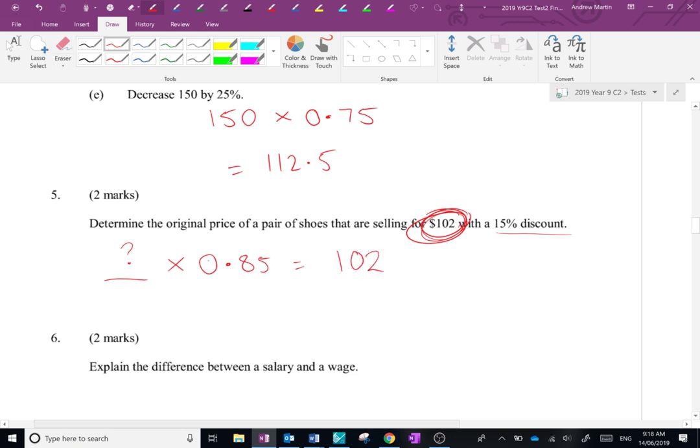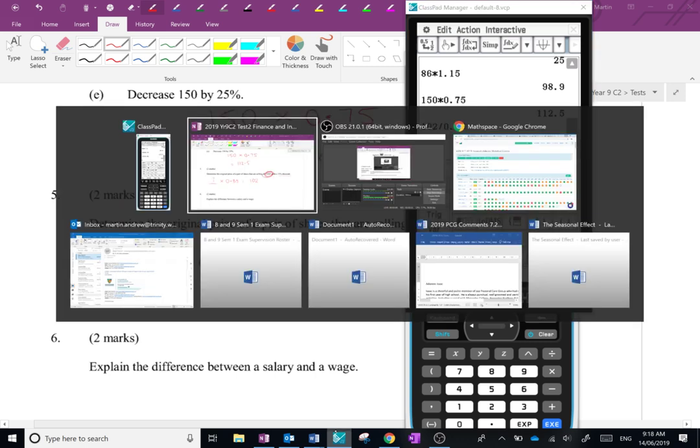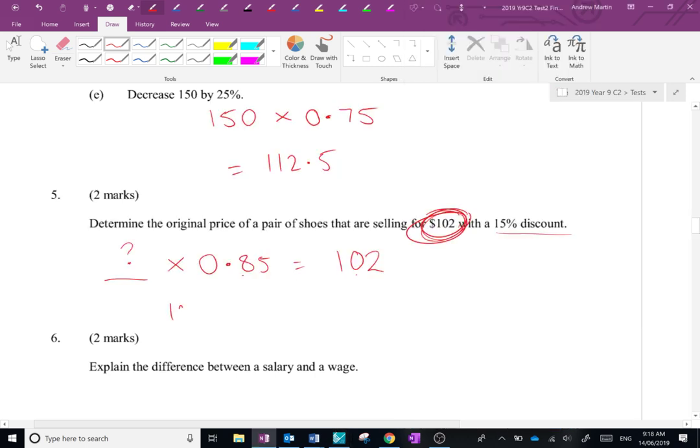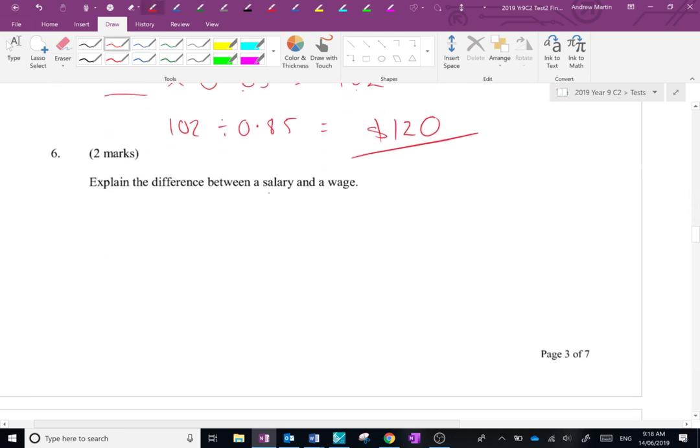So to find out this missing value, we reverse it. We go the other way. We go 102 divided by 0.85. So 102 divided by 0.85 gives us 120, and that would be our final answer, our original amount. And it sounds right. 120, take a discount of 15% off, ends up being 102.